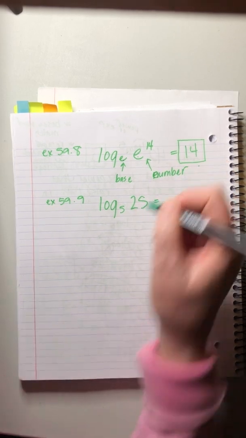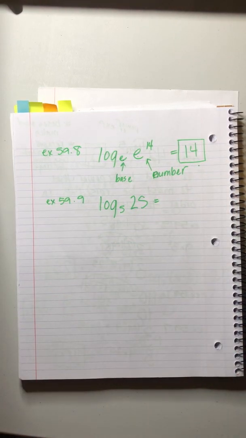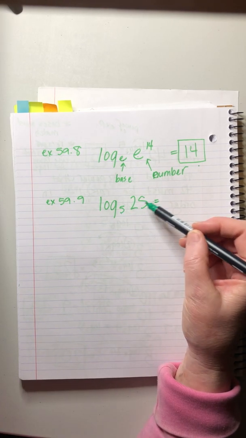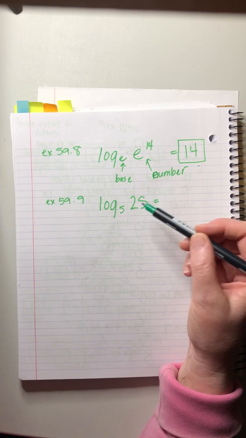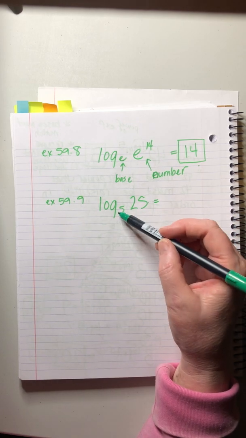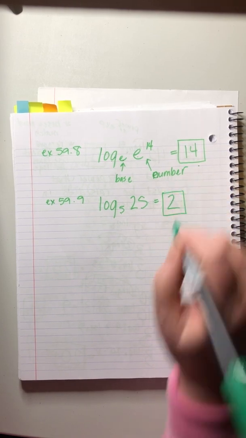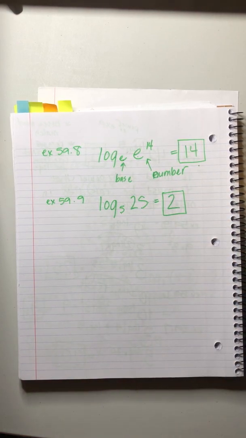And this one again, if you just go back to the very beginning and remember how we did these, 5 is the base, 25 is the number. What's the exponent that we put on 5 to get 25? 2. It's so easy, it's hard.